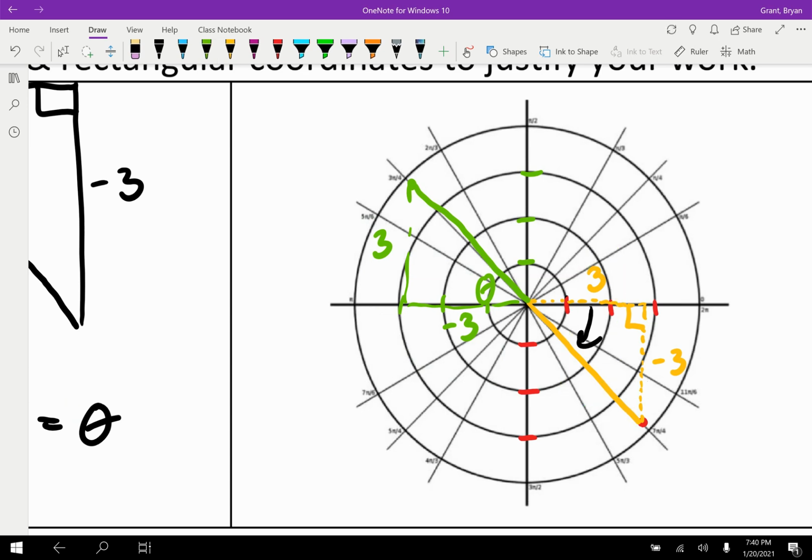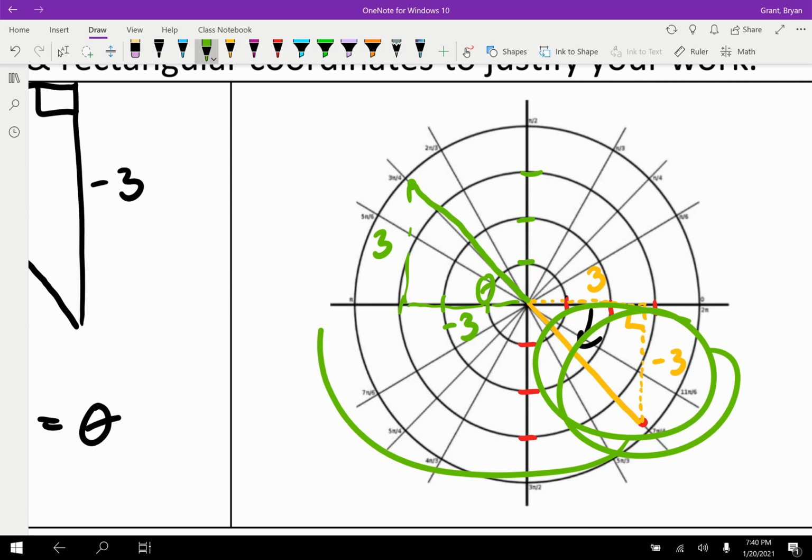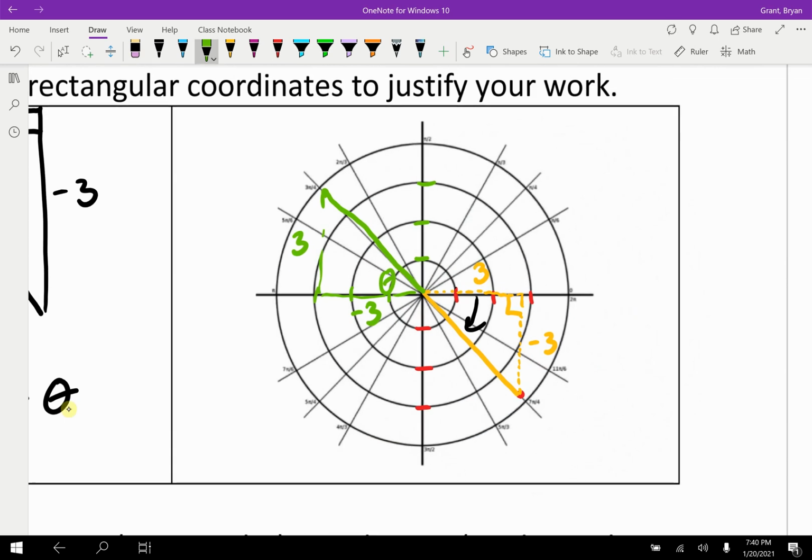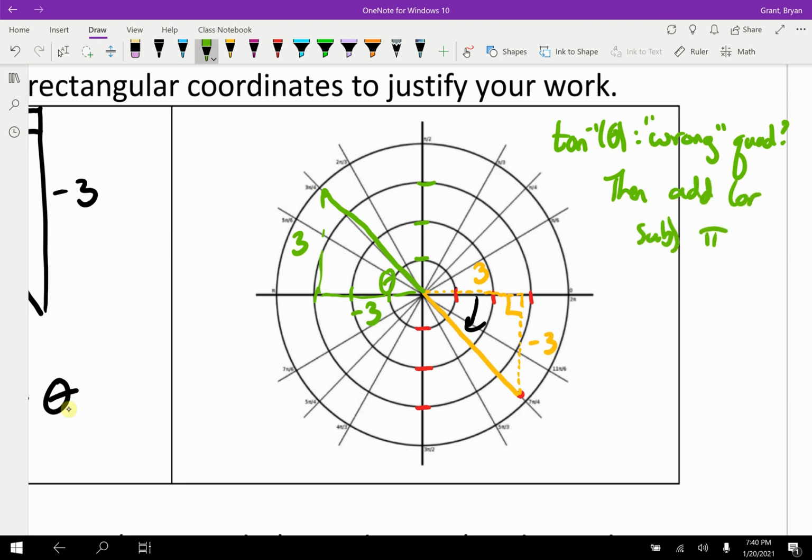If it's not correct, though, don't forget that tangent will only give you answers in these 2 quadrants. So if it gives you an answer in this quadrant, and you're like, whoa, I want this quadrant, what do? You either add or subtract 180 degrees, or you can add or subtract pi. So if inverse tangent of theta is in the wrong, and I'll put air quotes here, wrong quadrant, then add or subtract pi or 180 degrees. And that will move your answer into the correct quadrant.